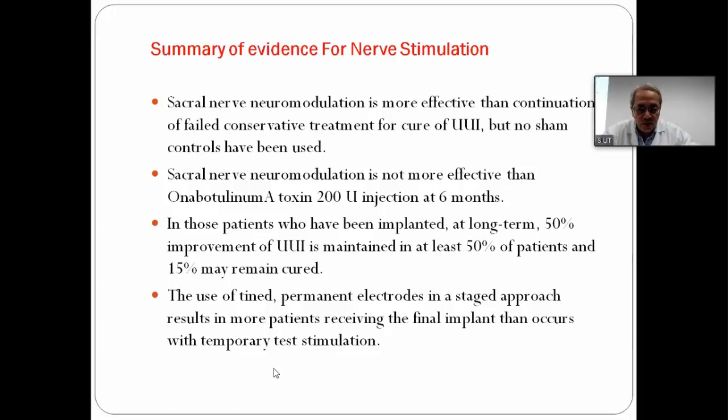So first step is to do sacral rhizotomy, and the second step is to provide something which is like a permanent artificial electrode at the level of the sacral micturition center, so that when we stimulate those centers, the bladder starts functioning in the normal way.